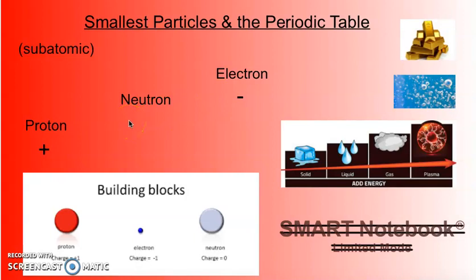So scientists have kind of deduced that a proton has a positive charge. A neutron is neutral, which kind of goes with the name. An electron has a negative charge, and that'll play roles when we look more into the periodic table.